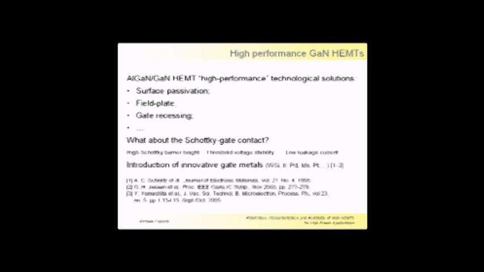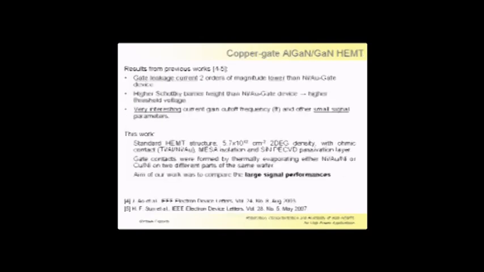So what we tried is the introduction of an innovative metal. Many innovative gate metals have been reported, such as iridium, palladium, molybdenum, platinum. What we tried is a copper gate GaN HEMT.